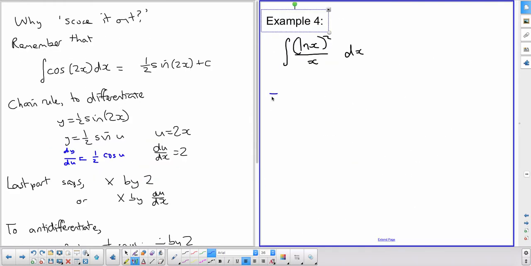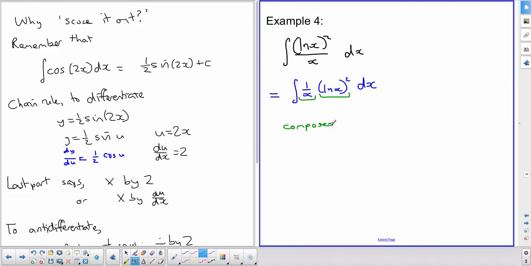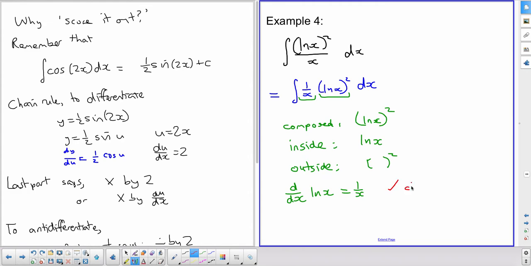Here the product isn't so obvious, so we rewrite it as 1 over x multiplied by ln x all squared. And so our composed function is ln x all to the power 2. There's two steps. First we take ln and then we square our answer. And the derivative of the inside function is in fact the other function in the integrand. So to anti-differentiate the outside part, it's raised to the power 3 and divide by 3.